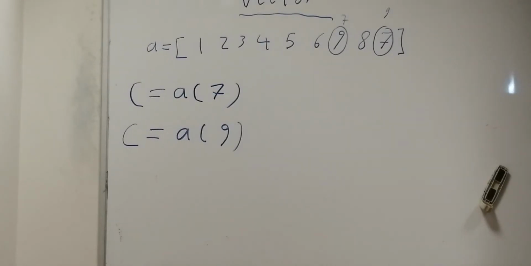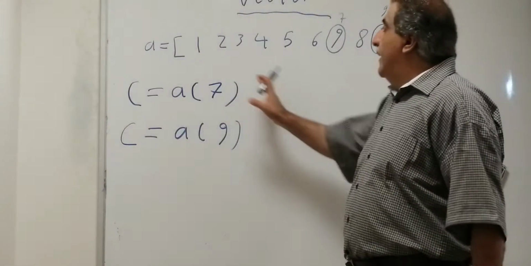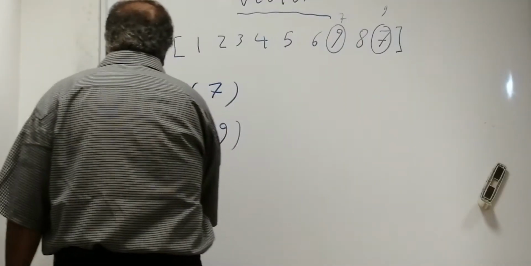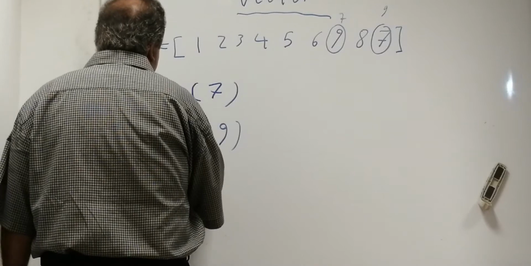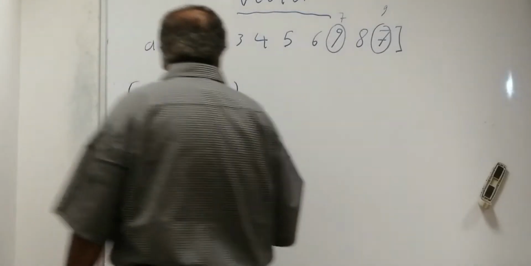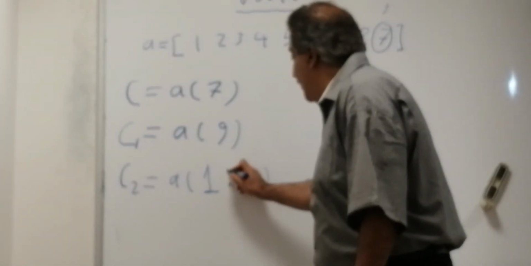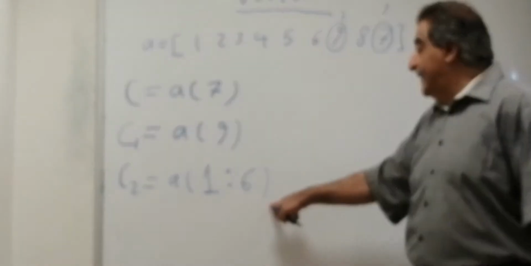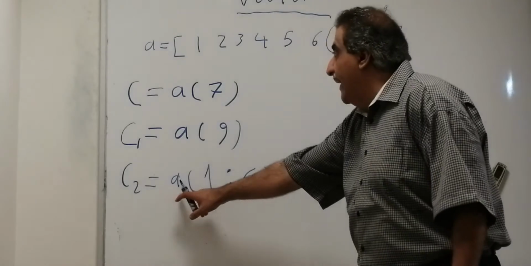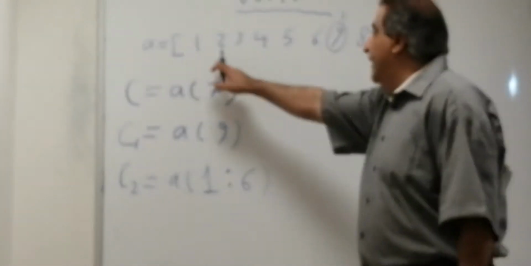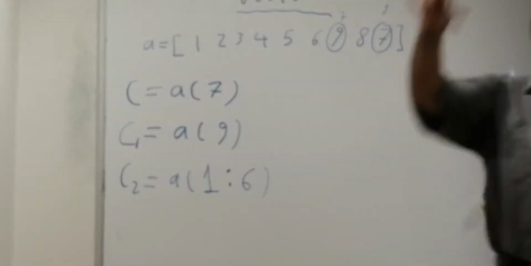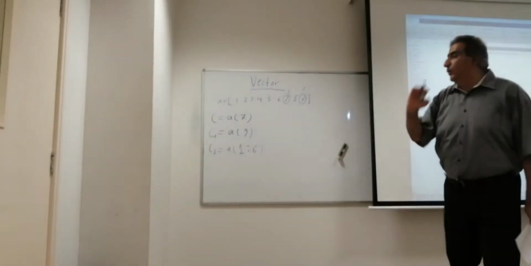If I want to mention the numbers from 1 to 6, I can say, for example, C2 equal A(1:6). The program understands this in Matlab. C2 is what? A vector, starting from 1, 2, 3, 4, 5 until 6. So I call all the numbers from 1 to 6.